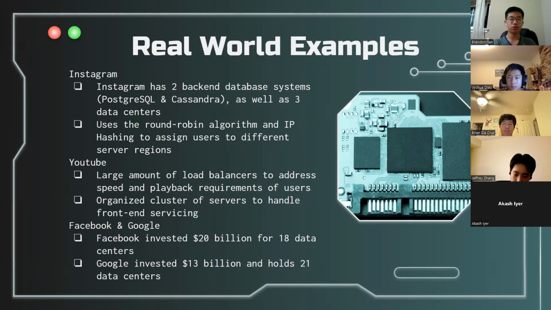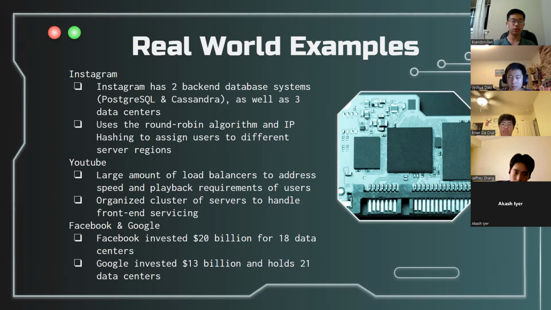And then there's also the round robin algorithm and IP hashing. These are used to assign users to different server regions, and these algorithms allow the client requests to be organized. This also adds to the appeal of these big companies because they process information very fast, and it's very easy for users to navigate them because they're very real time. So it's very useful for them.